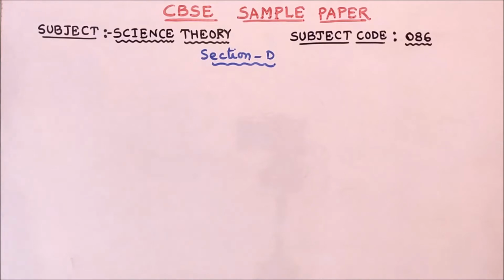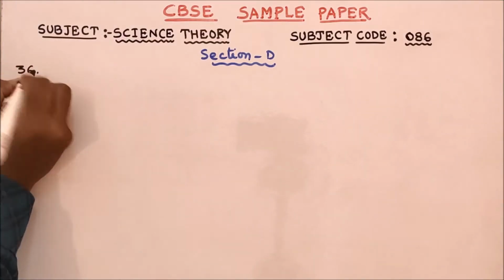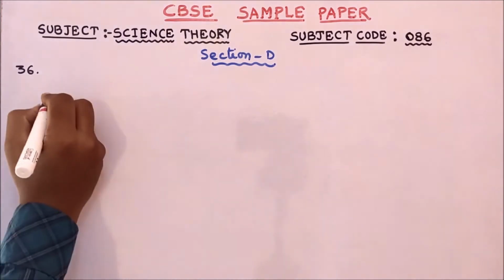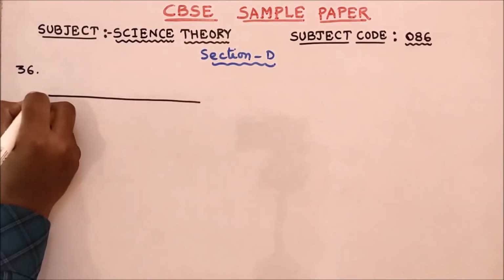Section D consists of long answer type questions, each carrying 5 marks. So in section D, we have one question in physics, that is question number 36, with a choice. So let's see question number 36. This question has a diagram, so let me draw the diagram first, then we'll read the question.